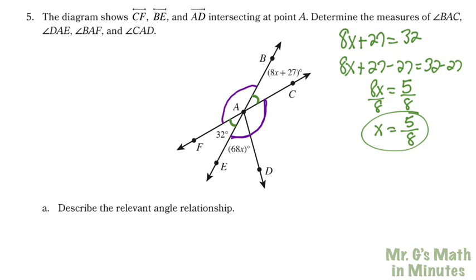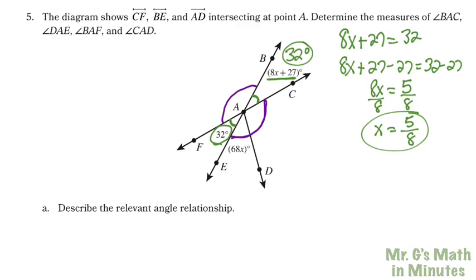So one of the angles they want me to find is the first one, BAC. And yeah, they have this equation right here. And if you want to plug in 5/8, you would see that you would get 8 times 5/8, which is 40/8, or just 5. And then 5 plus 27 is going to give you 32 degrees. And I knew that already because this side was equal to 32 degrees. So now we can start figuring out the rest of it. I'm going to go ahead and move on.